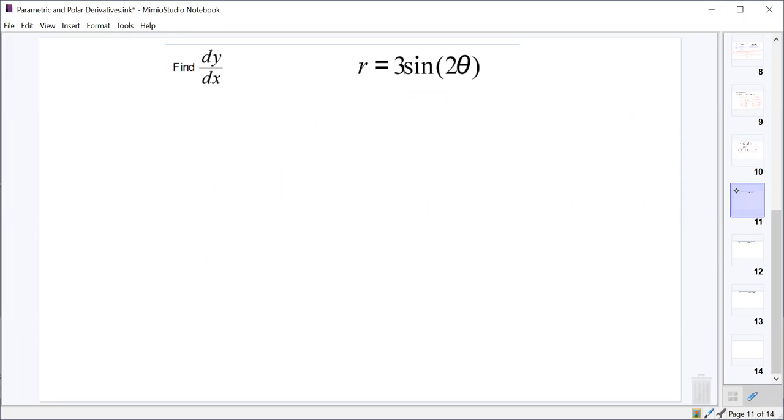All right, let's find dy dx, the slope of the tangent line to r equals 3 sine 2 theta by turning this into a parametric. So what should we have for x?